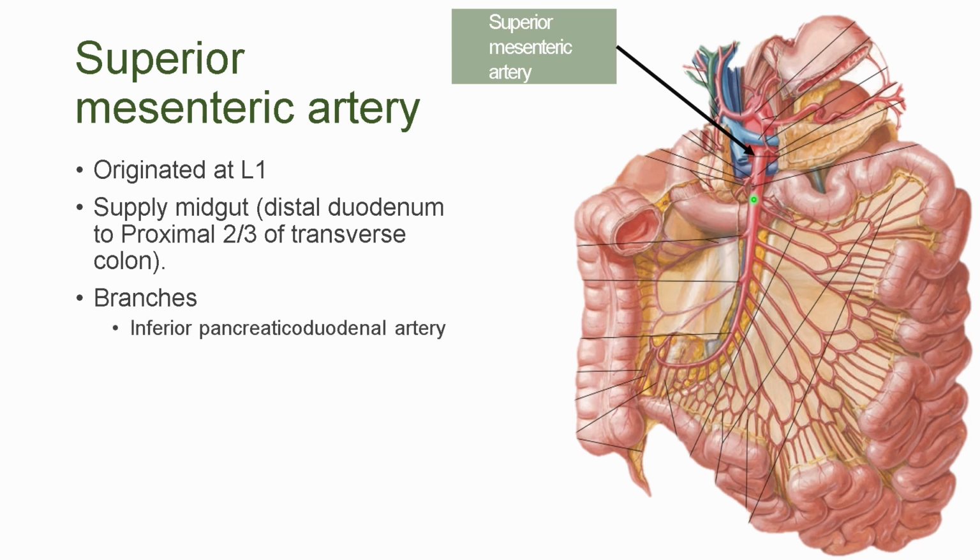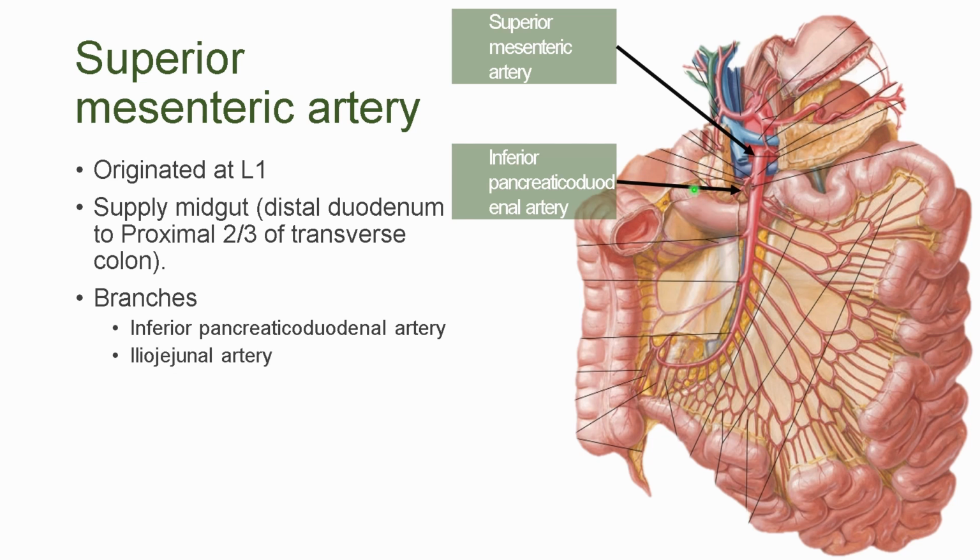The first branch is the inferior pancreatico-duodenal artery. We have looked at the superior pancreatico-duodenal artery, which was a branch of the gastroduodenal artery. Here you can see the indicated inferior pancreatico-duodenal artery. It supplies the inferior part of the pancreas and the duodenum. This is a part of the duodenum.